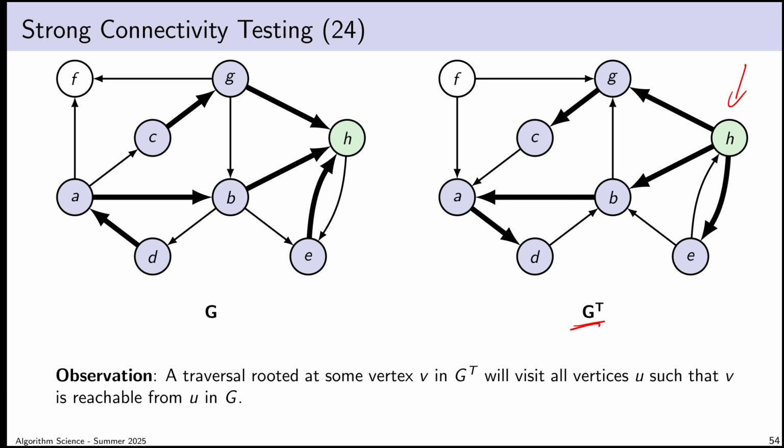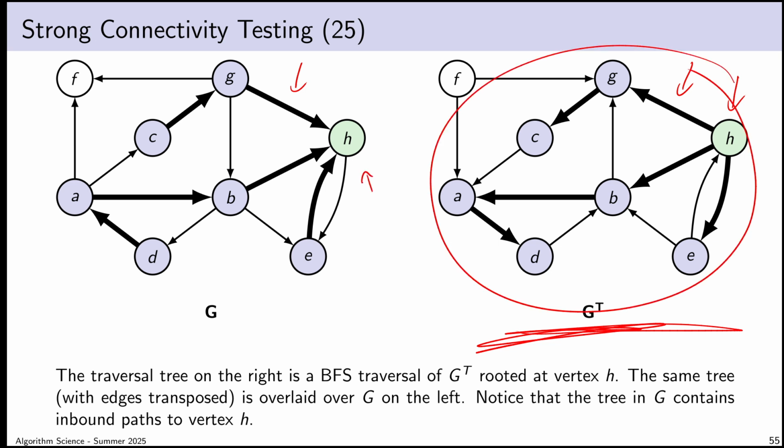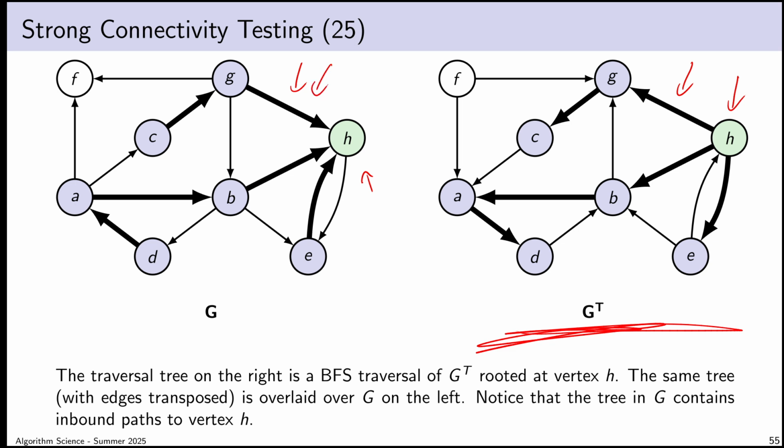If I do an ordinary traversal in my transpose graph, the traversal tree that I produce, the one on the right, is a BFS of G transpose rooted at vertex H. What I've done on the left is take the same edges and overlay them on the left. So I'm not doing a traversal in G, I'm just taking my traversal tree from G transpose and visualizing it on top of G over on the left.